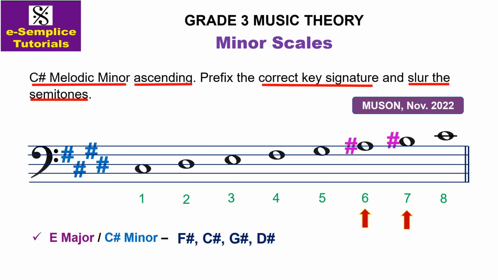Now what's remaining is to slur the semitones. This is a melodic ascending minor scale. So the slurs will be at 2/3, 7/8. Let's just go ahead and fix the slurs. 2/3, 7/8. We have fulfilled all the conditions required above. Let's move to another question.